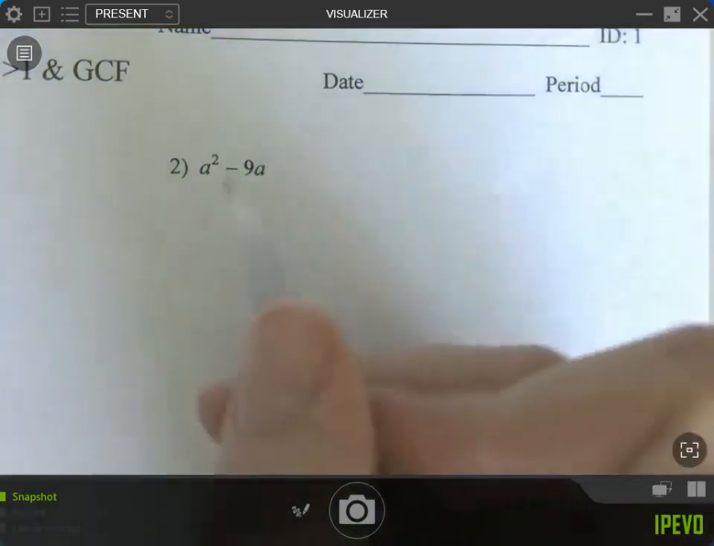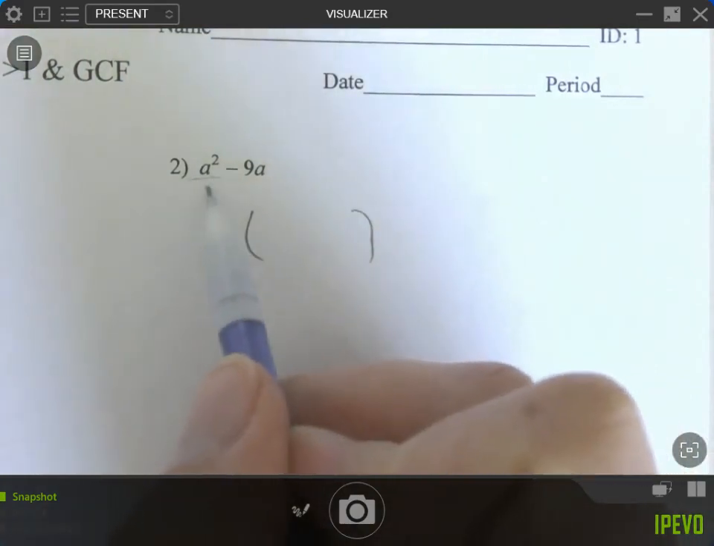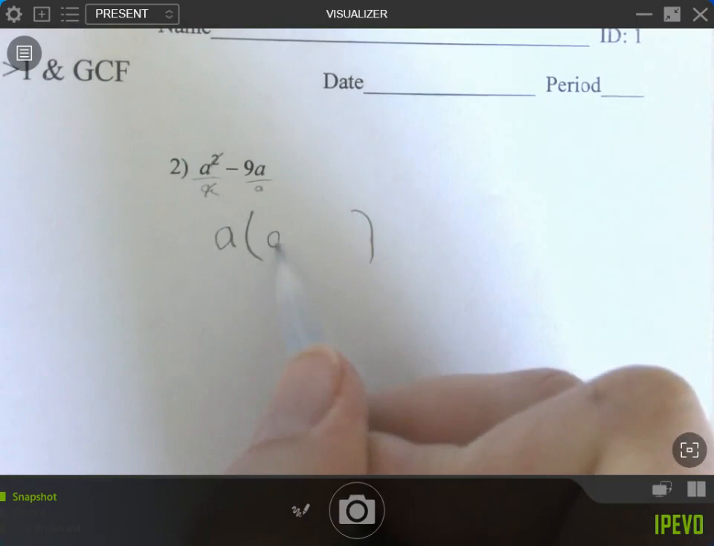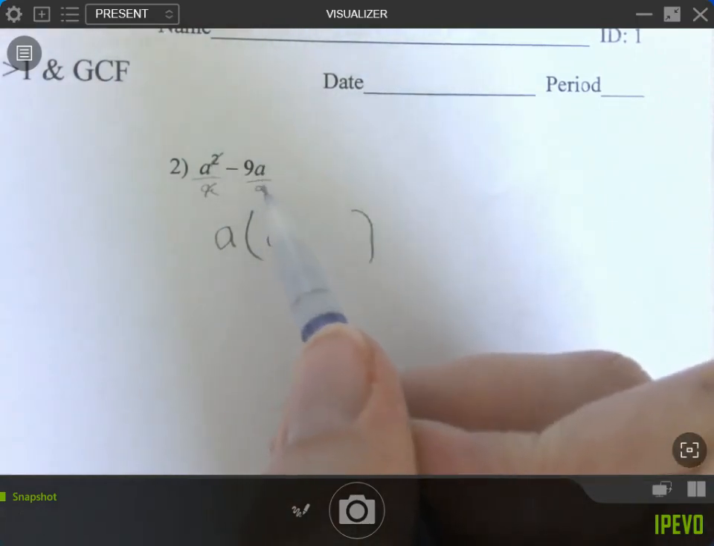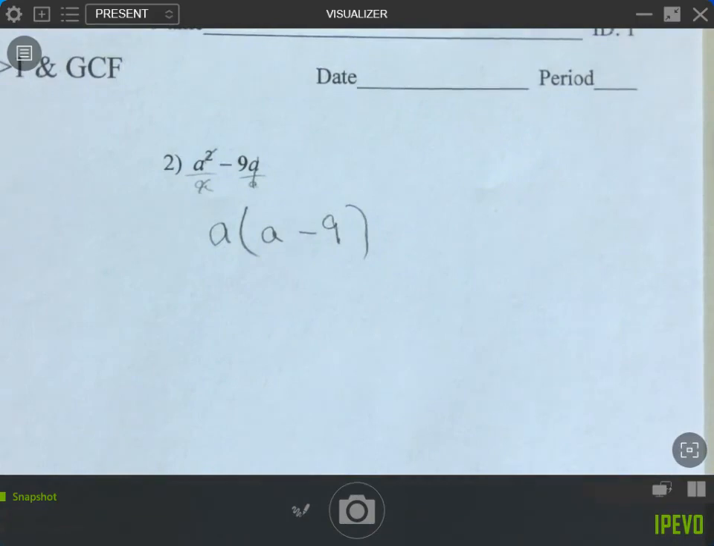A. They have an A. When I take out that A, what's left to redistribute? So A squared divided by A is going to just leave me a single A. Minus 9A divided by A is just minus 9. So that is what I have left. Is this all we're doing? I would like it to be. Would you like to do more?